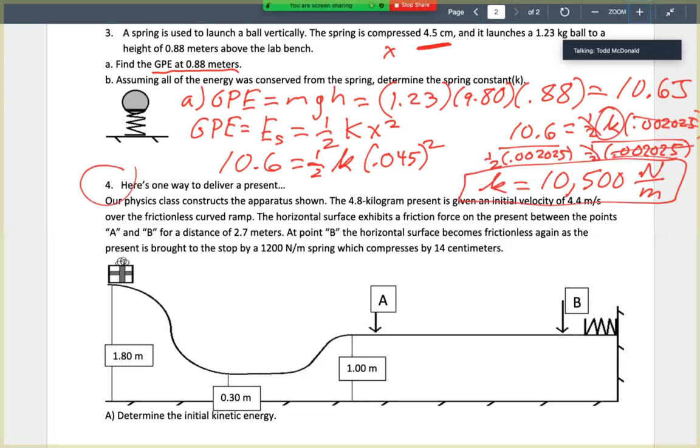All right, you're on your own on 4. I really think the way this one's set up, it's kind of a fun problem. Follow part by part. I think you can get through it. I will probably post an answer key on this.